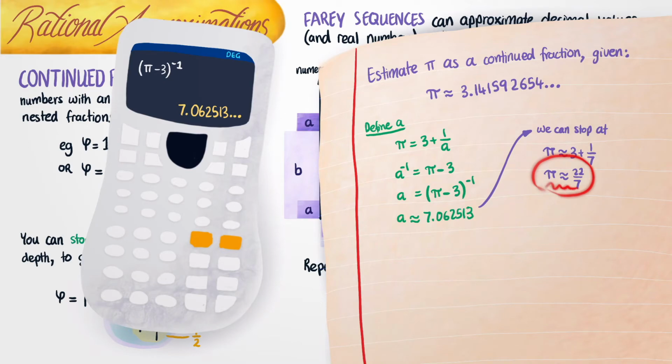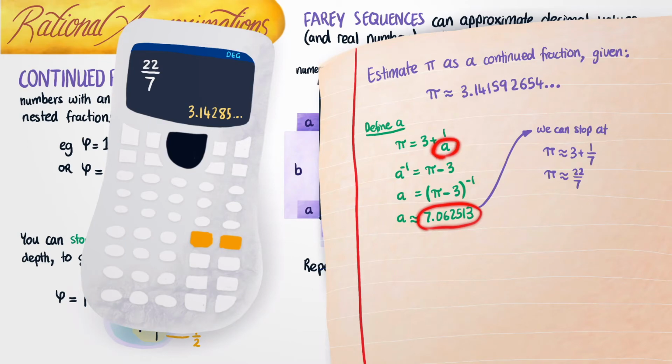To show you why, let me actually type it into the calculator. Rather than having 3.14159, we have 3.1428. It's not exactly right, but it's a pretty close approximation. But of course, as you probably guessed, we could just continue this process to get an even closer approximation. We know that a is the same thing as 7.062513, or at least approximately so. But we also know that a belongs over here. So how about I actually replace it?